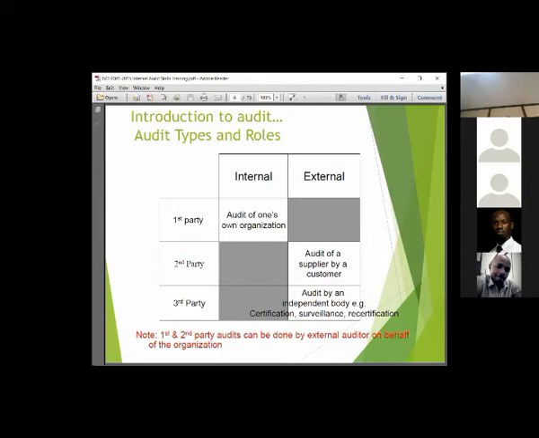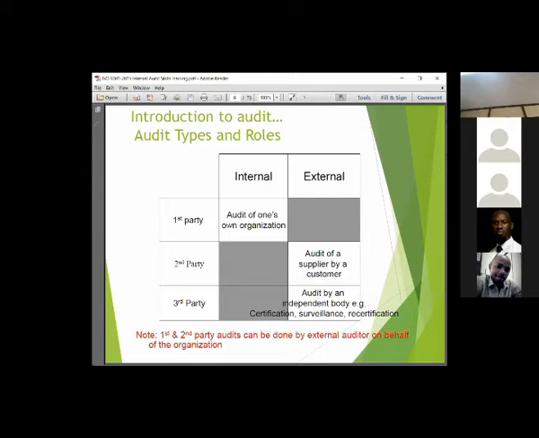Second party is where you can decide to go and audit your supplier, the mechanics or the garages. If we feel that we need you to go there, we refer to that as second party. And that is external because you are going to an external organization. Third party is where an external auditor will come and audit our organization.